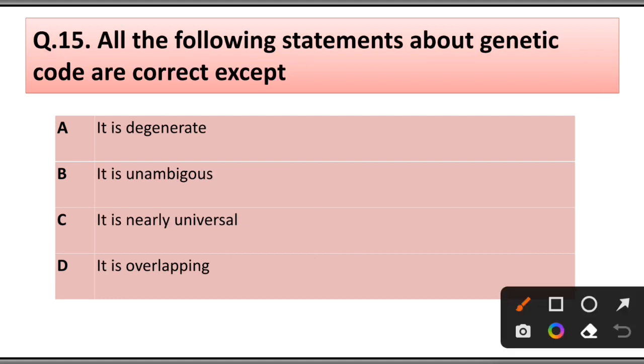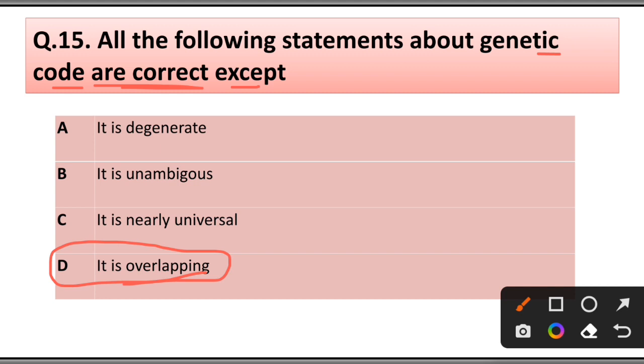Question 15. All of the following statements about genetic code are correct except: it is degenerate, it is ambiguous, it is nearly universal, it is overlapping. Correct answer is option D, it is overlapping.